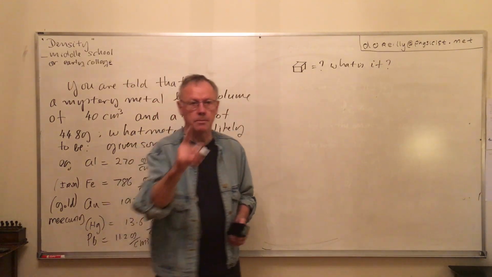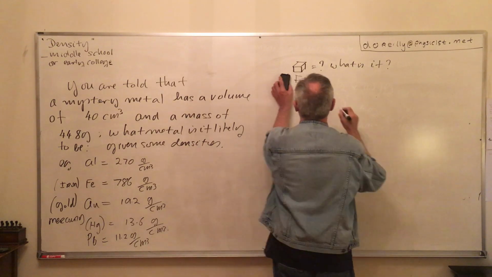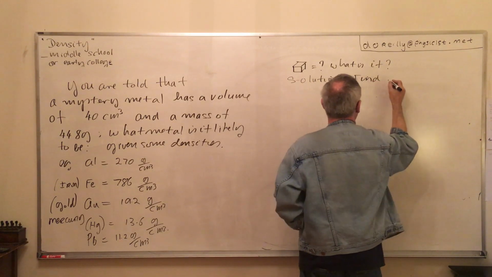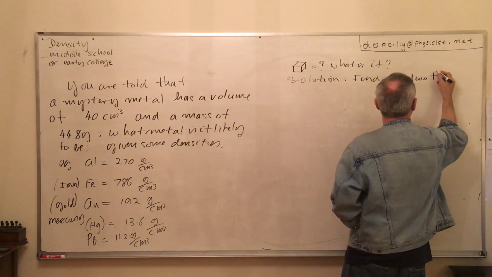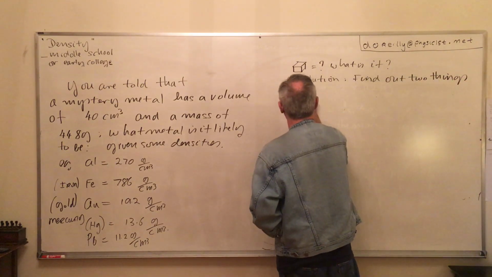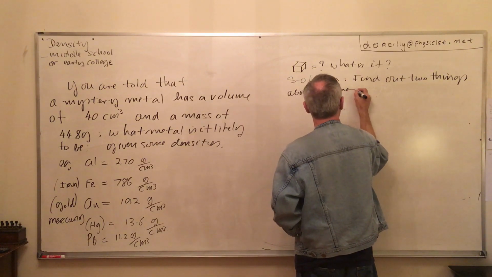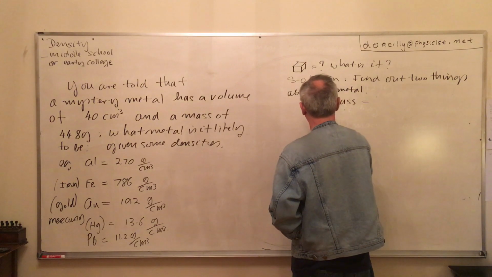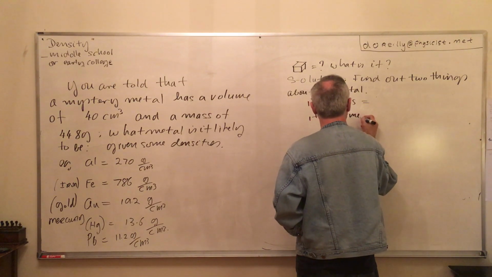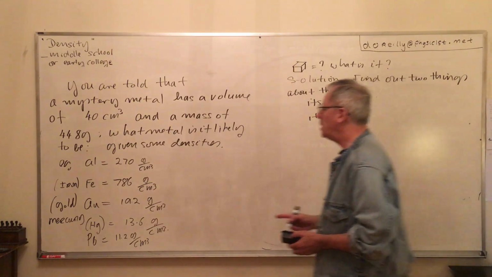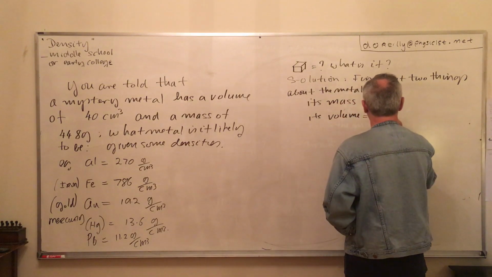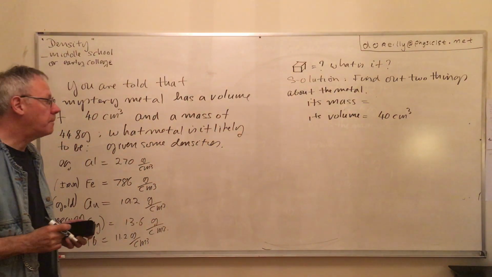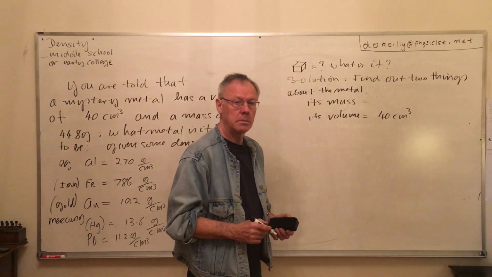Okay, here's what we do. Find out 2 things about the metal. Now we're told what its volume is, 40 cubic centimetres. Somebody went and found that. There are ways to find that, and I'll tell you about that in a minute. But somebody went away and found the volume. How do we find its mass? Well, that's simple.